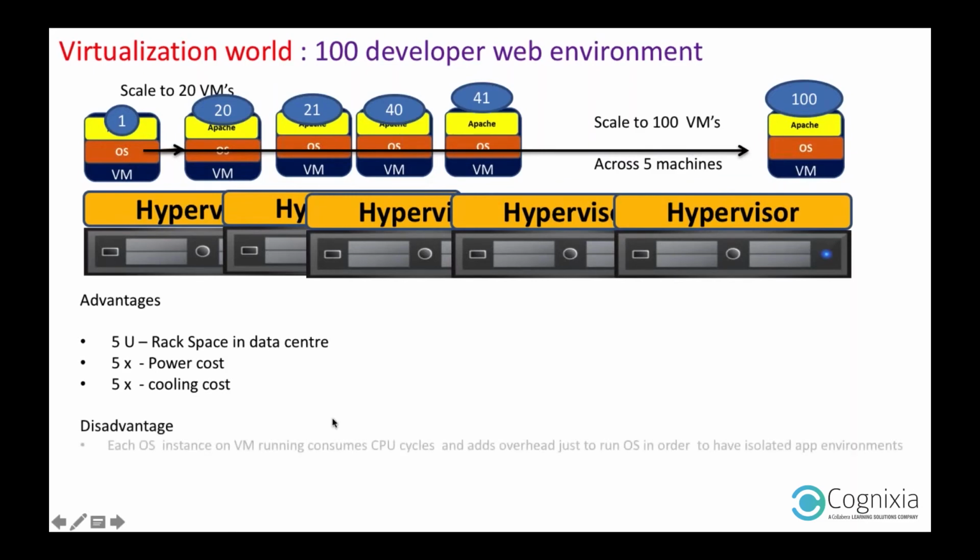So each OS instance on the VM is going to consume CPU cycles and add overhead on top of it. So that's where we transition to 2018, which is today's world as we speak, or as I do this class, right? So we are actually in the container world today. Now, what does this container world look like? We have a physical server. We still cannot get away from physical.